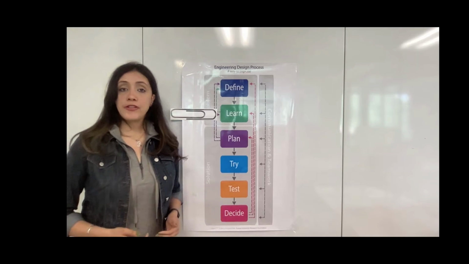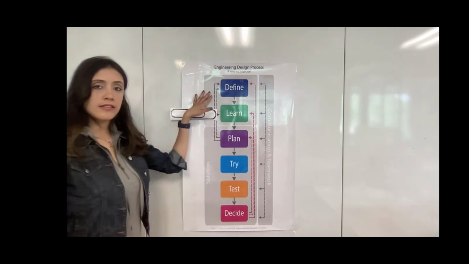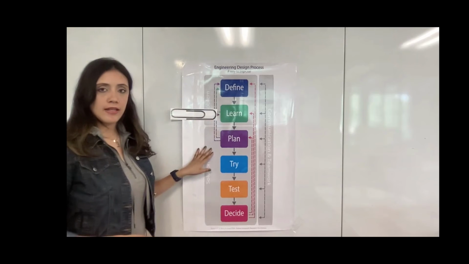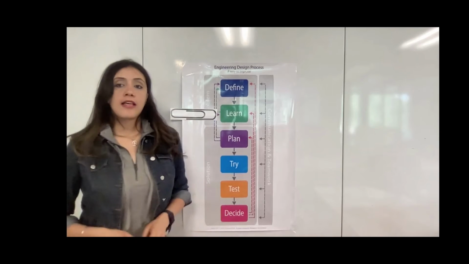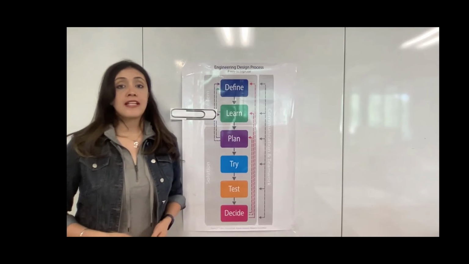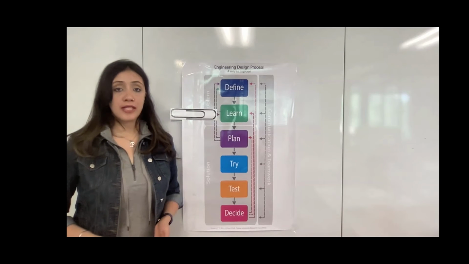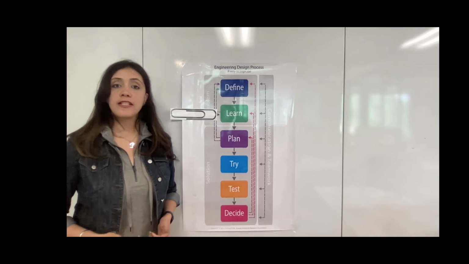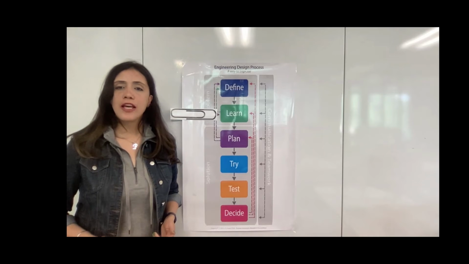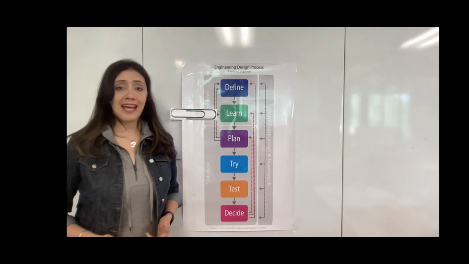First, introduce the engineering design process, which is made up of 6 different phases: define, learn, plan, try, test, and decide. These phases are explained in detail in the Lesson 1 video. Rather than just telling students what each phase means, try to ask them to see if they can predict the meaning of each phase of the engineering design process. For example, ask them, what do you think define means? Or what is the difference between try and test?